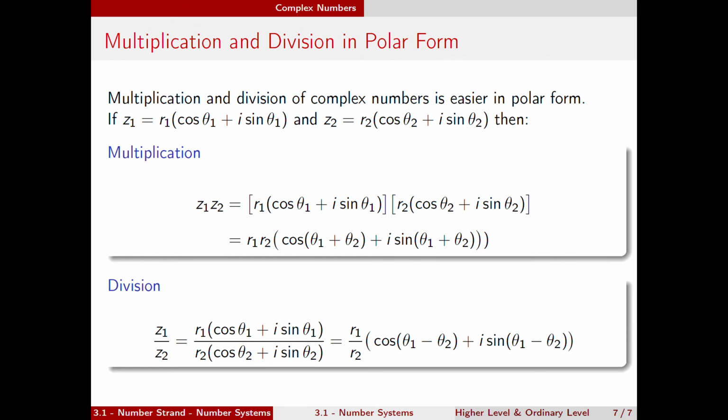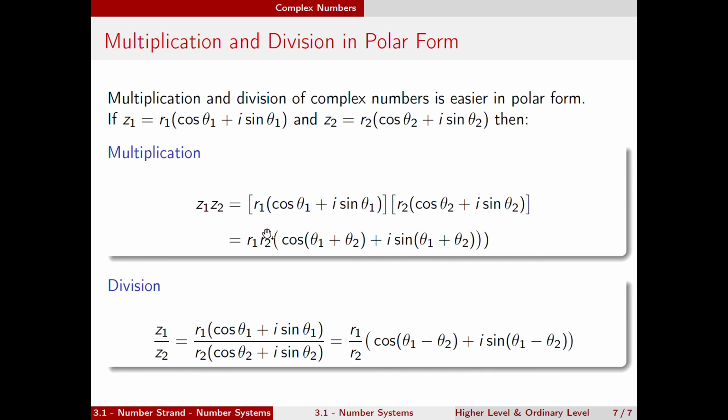Multiplication and division of complex numbers is much more manageable in polar form. So let z1 equal r1 times cosine of theta 1 plus i sine of theta 1, and z2 equal r2 times cosine of theta 2 plus i sine of theta 2. The subscript 2 represents z2 and the subscript 1 represents z1.